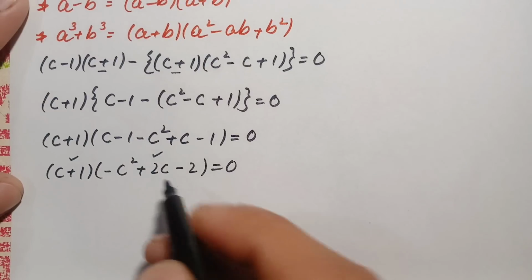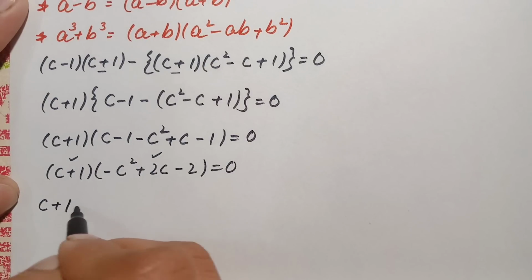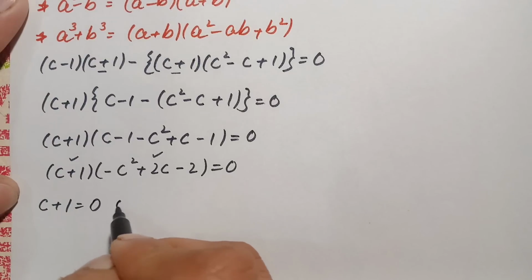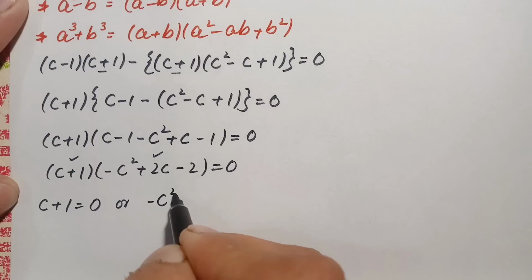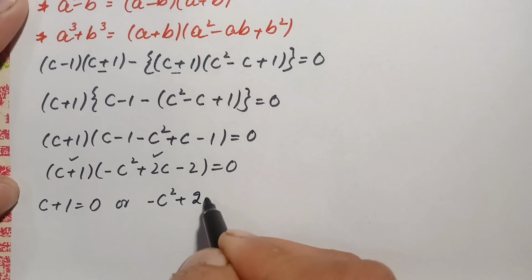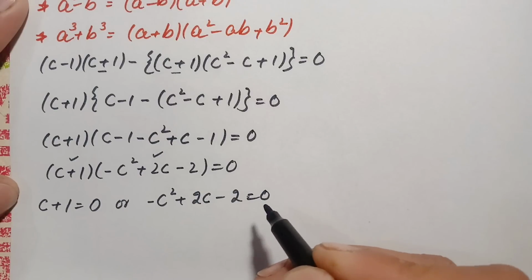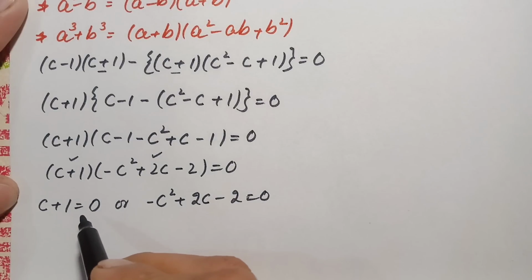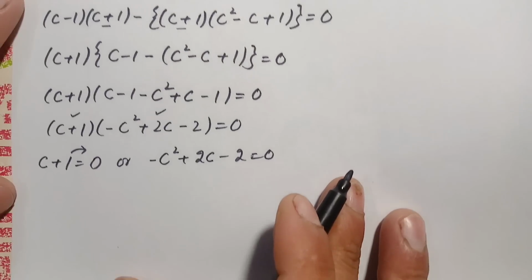So from here we will get two equations. The first equation is a linear equation, c plus 1 is equal to 0, or the second equation is a quadratic equation, which is negative c square plus 2c minus 2 is equal to 0. Here first we will solve this one equation. So here we will move this one to the right hand side, so it will become negative 1.